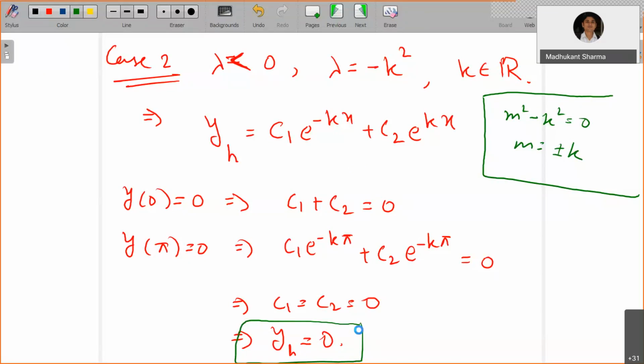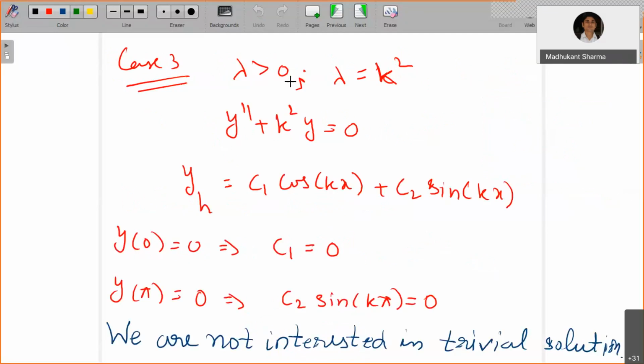So only the third case remains, where lambda is greater than 0, meaning lambda equals k square for some k belonging to R.